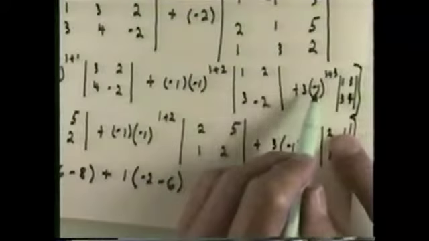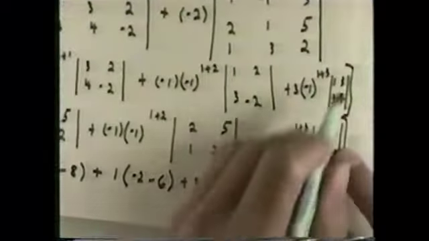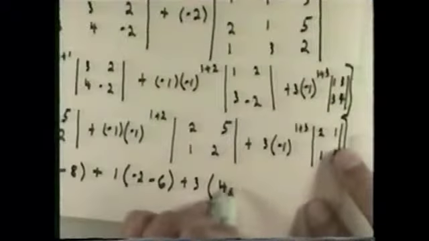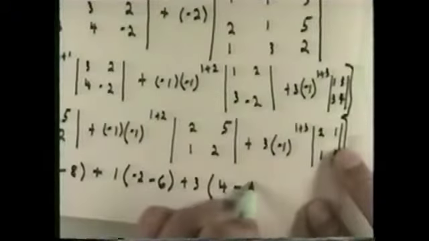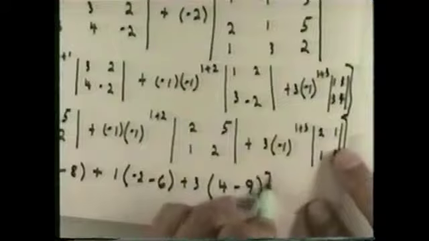One plus 3 is 4. Negative 1 to the fourth is positive 1. 3 times 1 is 3, times 1 times 4 is 4, minus 3 times 3 is 9. Minus 2 times, that would be negative 1 squared, which is positive 1, times 1 is 1, 2 minus 15.